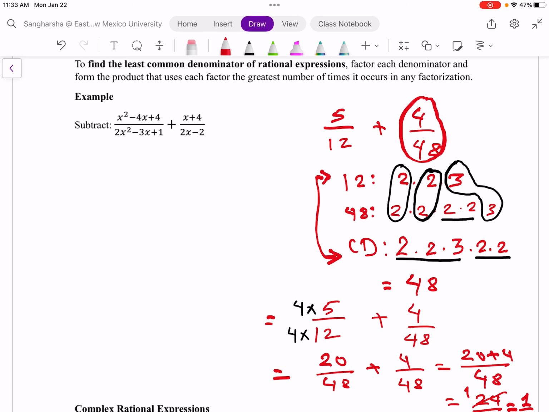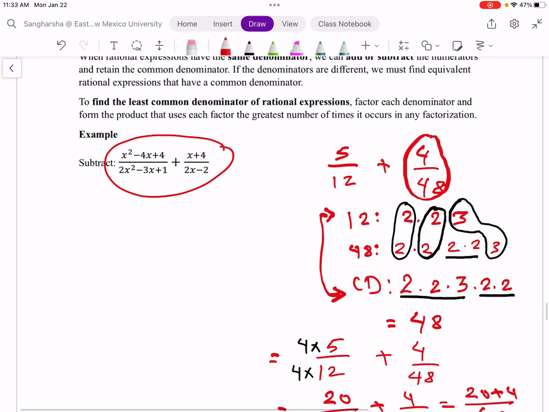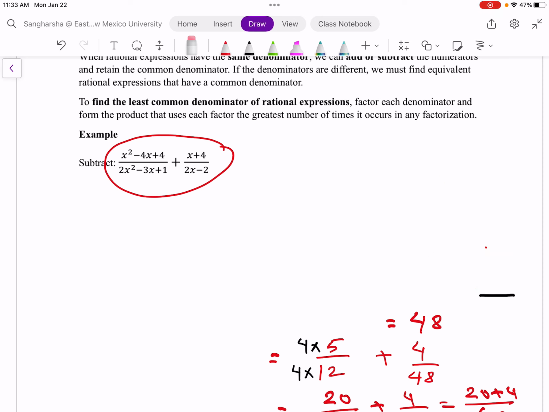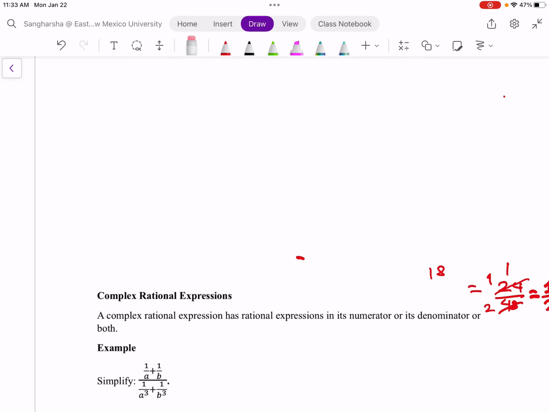Now here we have the algebraic expression. How do we find the common denominator? The process is the same. The method is the same here. So we have this expression and we need to find the common denominator. Let me get rid of this here. What we do is write down our denominators in factor form.